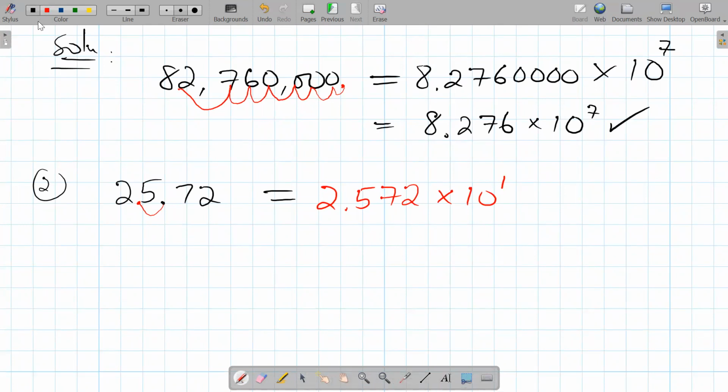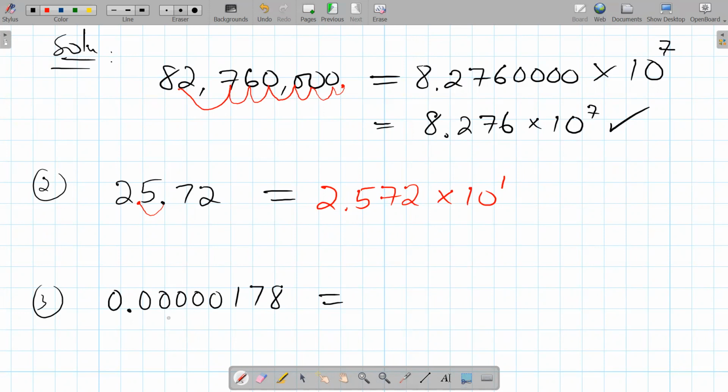Let's do another one. What about 0.00000178? Let's look carefully. This is a very, very small number that is less than 1. Remember that the condition of the number at the end of the day is that it has to lie in between 1 and 10. Anything less than 1 or anything more than 10 violates the condition.